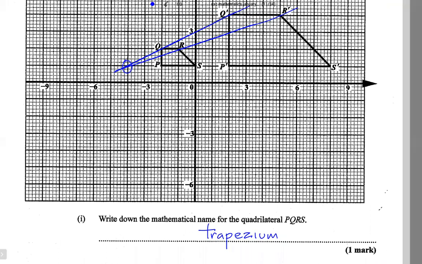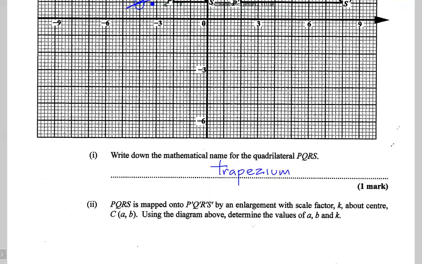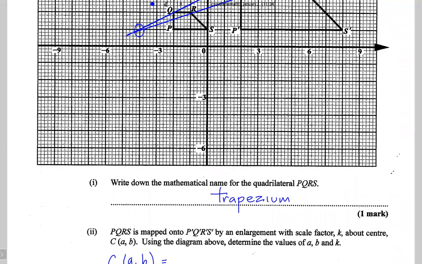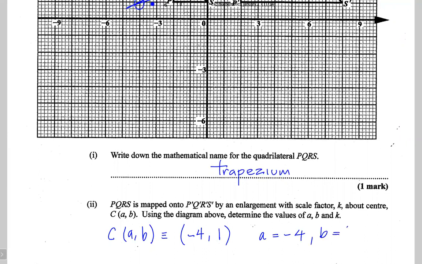So if I want, I can now say that the center, which is the point A, B, is the point -4, 1. So A is -4 and B is 1.